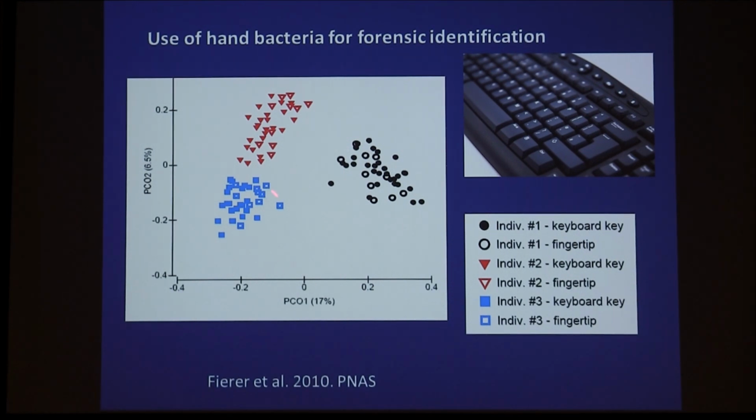So again, all you need to know here is each point is a unique sample, whether a sample of fingertips or a sample of keyboard, and points that are close together represent samples with similar bacterial communities. As you can see, it clustered very nicely by individuals. So the bacteria found on your fingertips are very similar to those found on your keyboard. And this was after 3 days of the keyboards not having been used. They're still remaining there, and we can actually use the bacteria left on the keyboards for forensic identification.